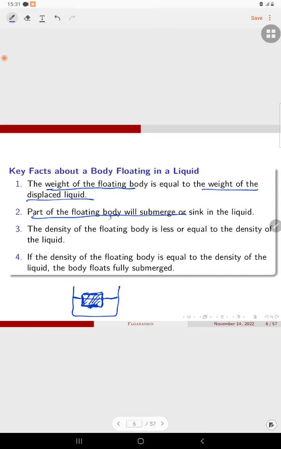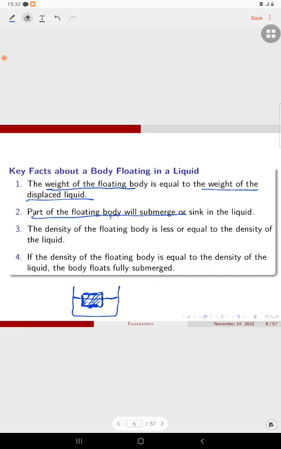Then another one is that when a body is floating in a liquid, the density of the floating body is less or equal to the density of the liquid. Because if the density of the object is not less or equal to the density of the liquid, then it can't float. So anytime an object is floating, it means the density of that floating body is less or equal to the density of that liquid.